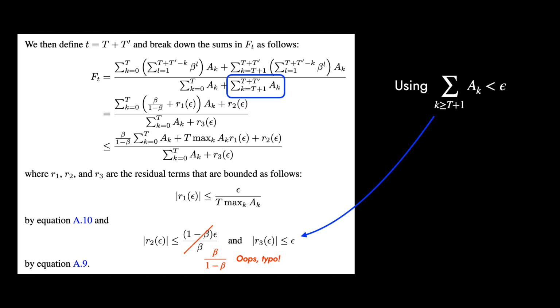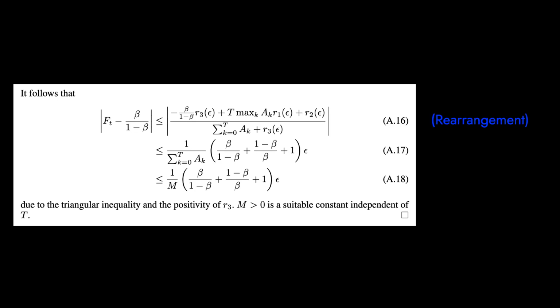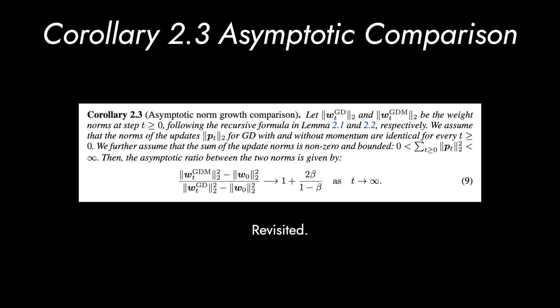R3 comes from the previous A9. A16 rearranges the equation. Then, using the triangle inequality and the norm bounds, we give the inequalities. With a suitable constant m, the proof is completed. So, the norm growth of GD with momentum may be the issue, which potentially leads to the underperformance of optimizers.